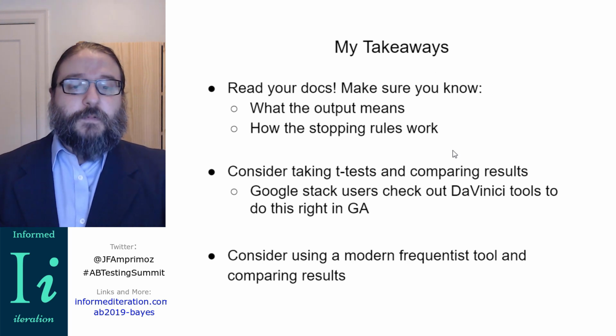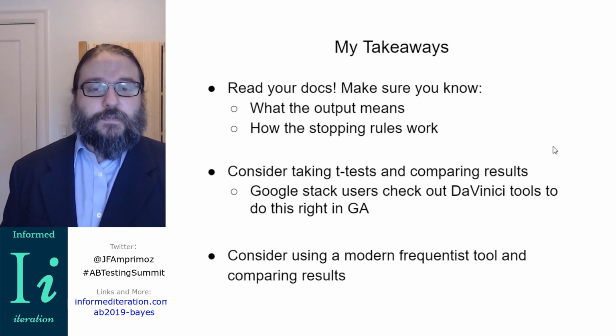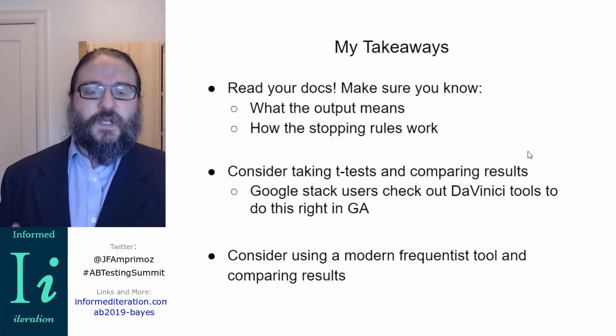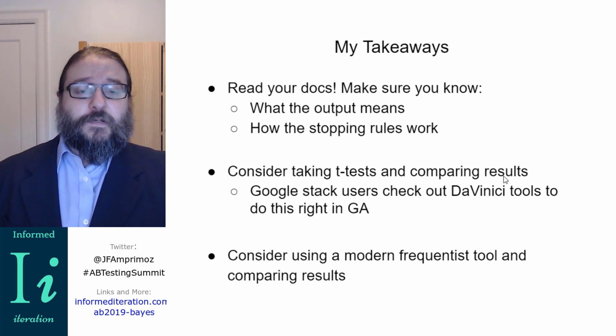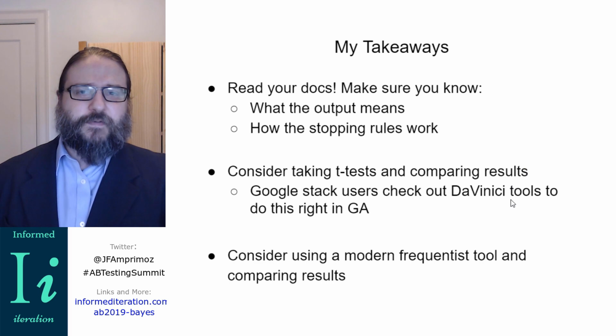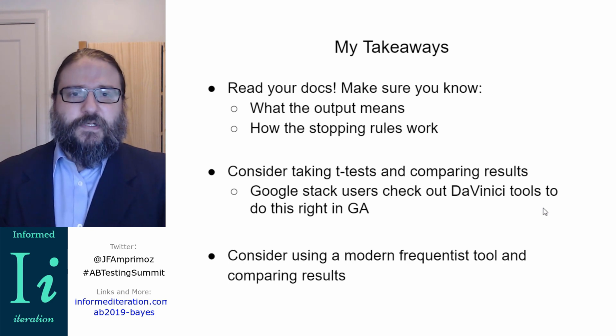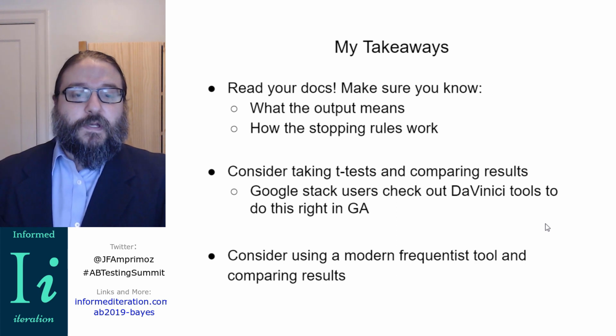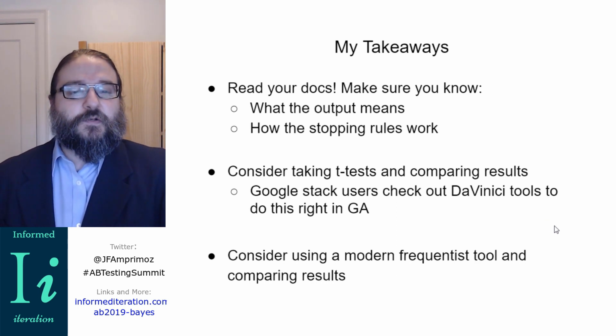So if you're using the Google stack, that's what I generally use, so I'm sorry to not be more platform agnostic here. You can check out DaVinci Tools by my friend Stéphane Amel, and that is a free Chrome plugin that lets you run t-tests very easily right from inside your Google Analytics. And you can also use a modern frequentist tool like the Agile AB tool and compare results from that. So, if you can have two different models pointing the same way, that's a good sign in terms of accuracy.